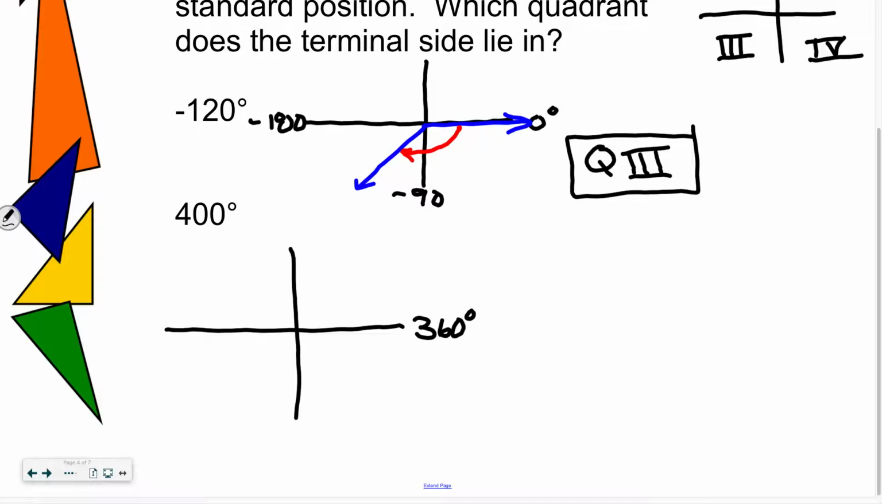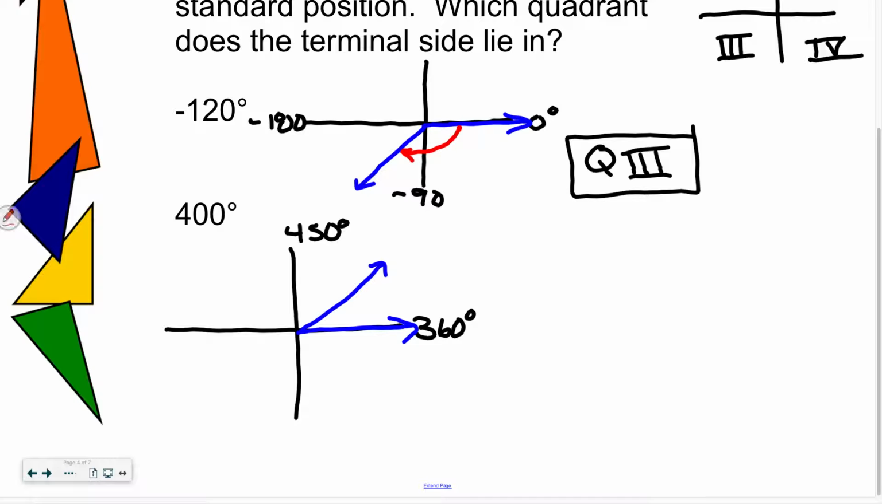If I take 360 and I add 90, I get 450. Do I now know where angle 400 is? Correct. Somewhere in between 360 and 450. So I put my initial side on the positive x-axis. I never have to think about that. It's always right there. And 400, something like that.